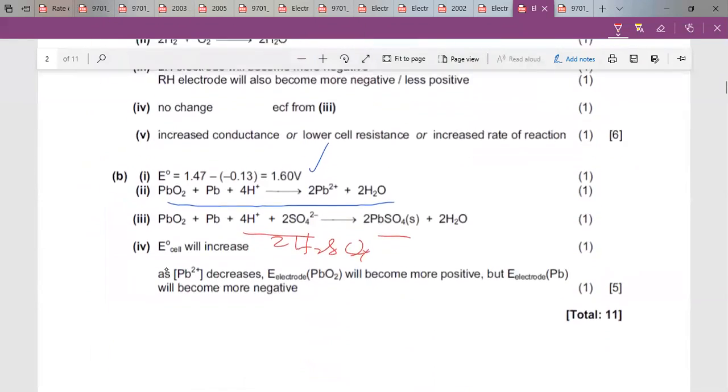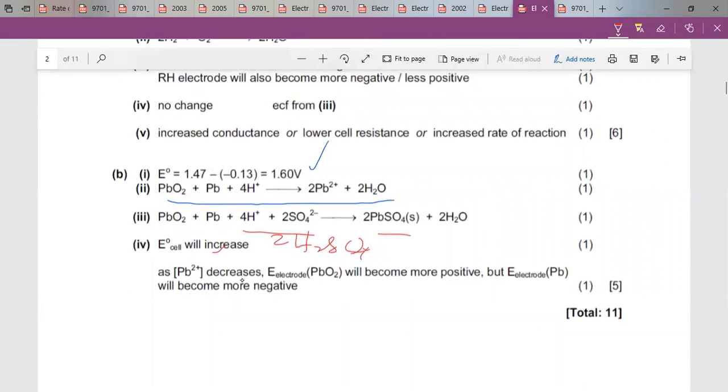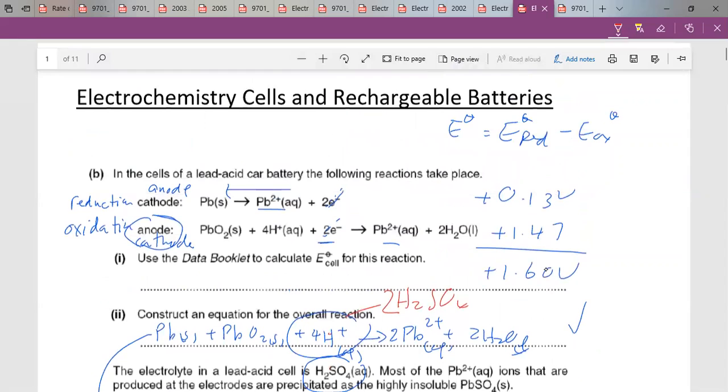Pb2+ decreases, so it becomes more positive. Now here, this is very good. It will decrease, that means it will shift forward. Some will become more positive, some will become more negative. More negative, minus becomes positive. Because here, this is Pb, just to let you know, the value is minus 0.13.